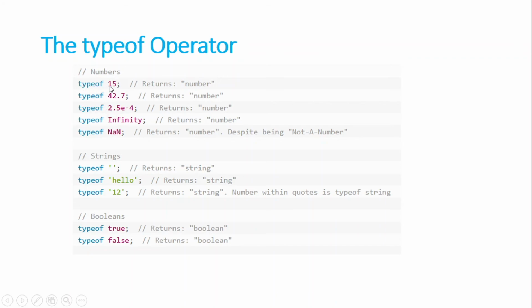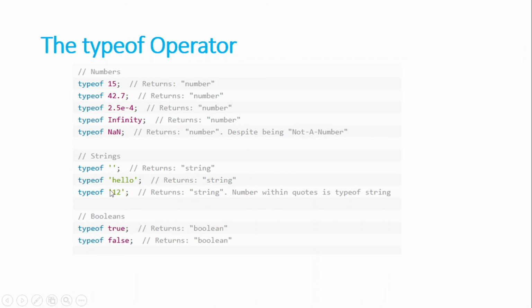So you can see in this case it is checking all the values, what type of value each is storing. This 15 is a type of number. This 42.7 is also a type of number. Same goes for this. Infinity is also a type of number. NaN, despite being not a number, will return number. Typeof an empty string will return string. It is also a string data type. You got my point: if it is contained in single or double quotes, then it is a string data type. Same goes for this.